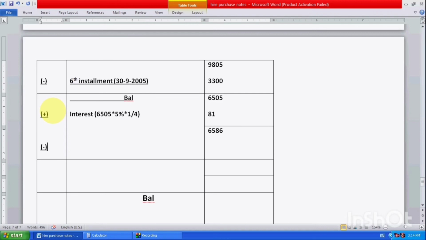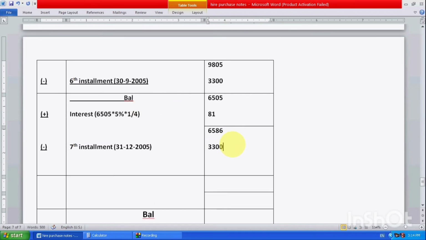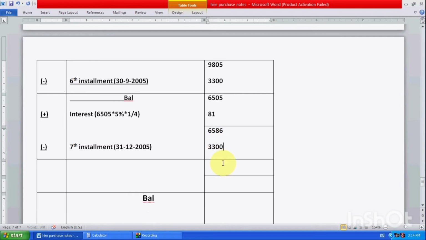First write the symbol of deduction, and here the seventh installment. The seventh installment, that is September. So now 31st December 2005, that will be 3,300. So the remaining balance is 3,286.